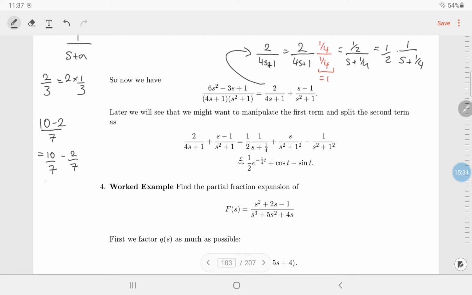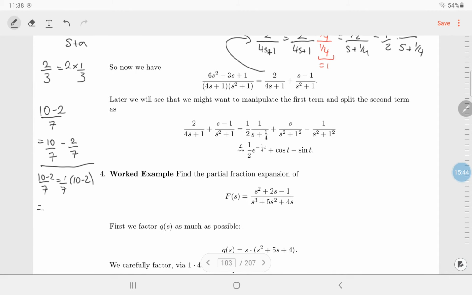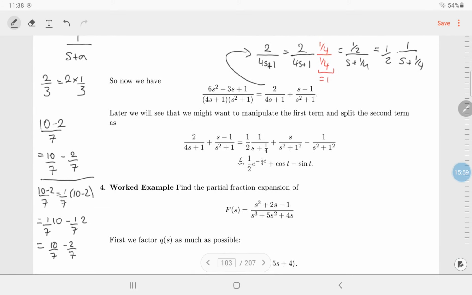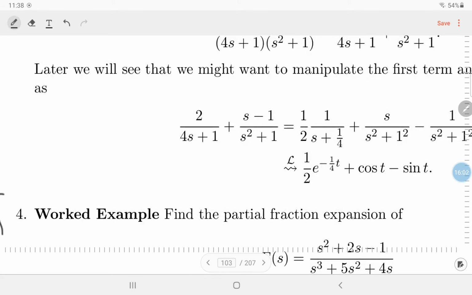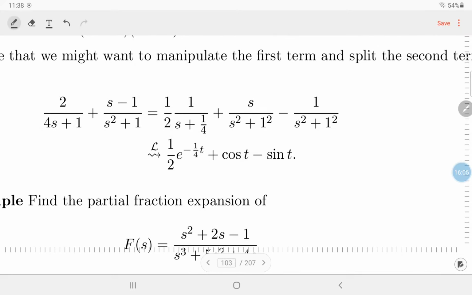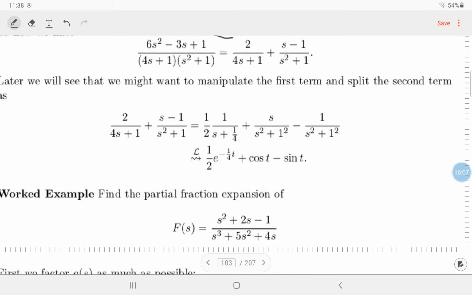There's other ways of explaining that. So one way I would like is 10 minus 2 over 7, that dividing by 7 is actually multiplying by 1/7. So these are little nicky-nacky algebra things. And then you can multiply in the 7. So you have 1/7 by 10 minus 1/7 by 2. And then we call 1/7 by 10 10 sevenths, and we call 1/7 by 2 2 sevenths. So this is what's happening here with the s minus 1 divided by s squared plus 1, splitting it up like that into s over s squared plus 1 minus 1 over s squared plus 1.